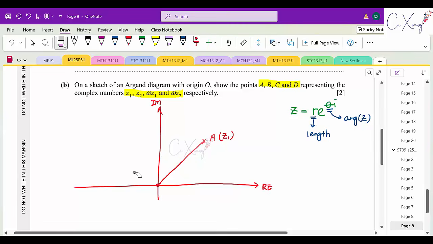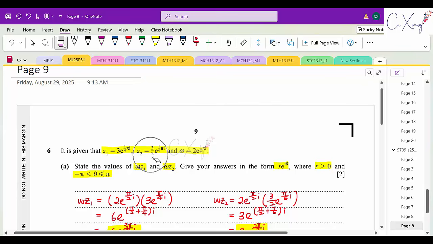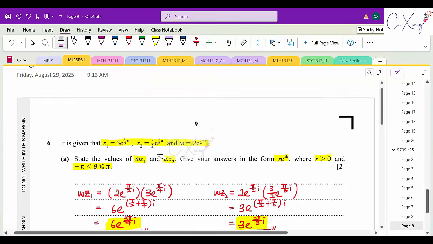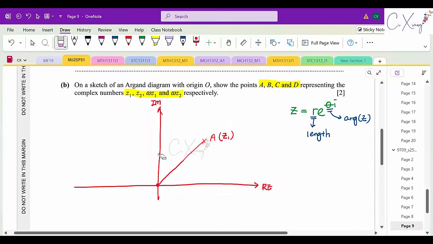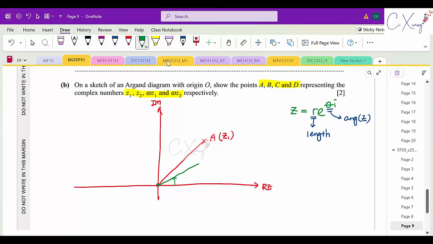Then after that, for Z2, what do I have here? 3 over 2, which is the length 1.5, and the angle is pi over 6. Pi over 6 means 30 degrees, so you measure the 30 degrees from the positive x-axis. It should be less than pi over 4, right? And the length is only half of this length, so you measure half, which is 1.5. Oh, I think this one is too long already.